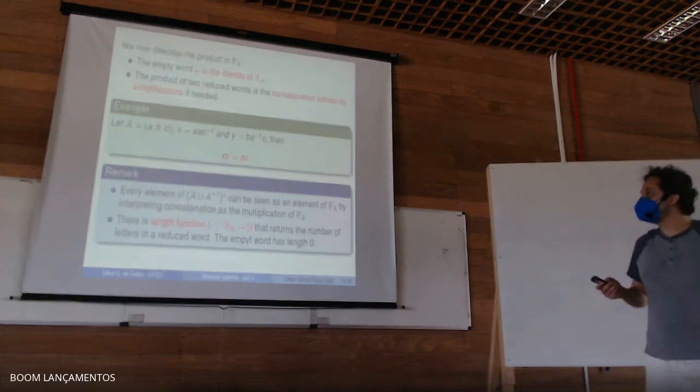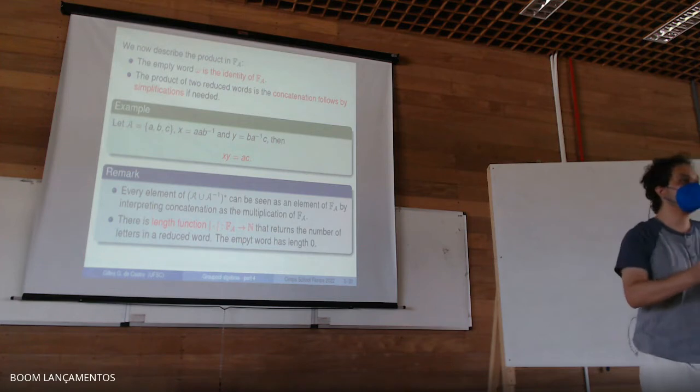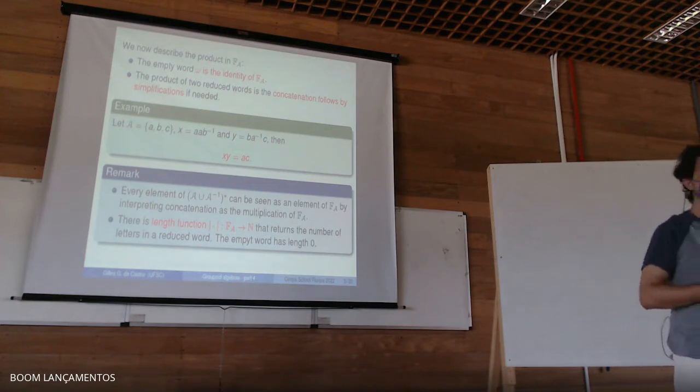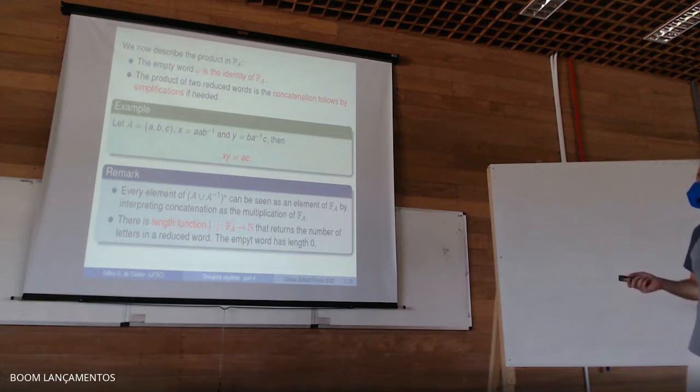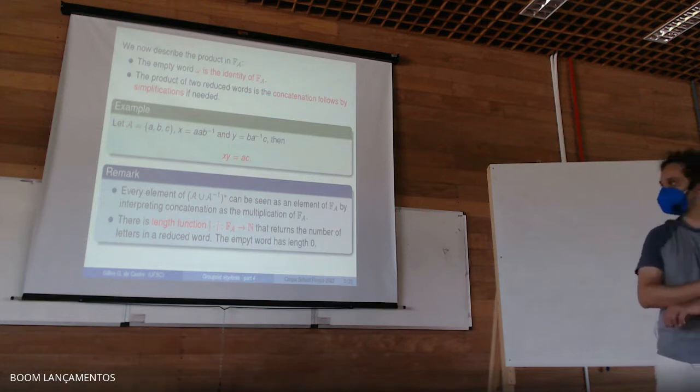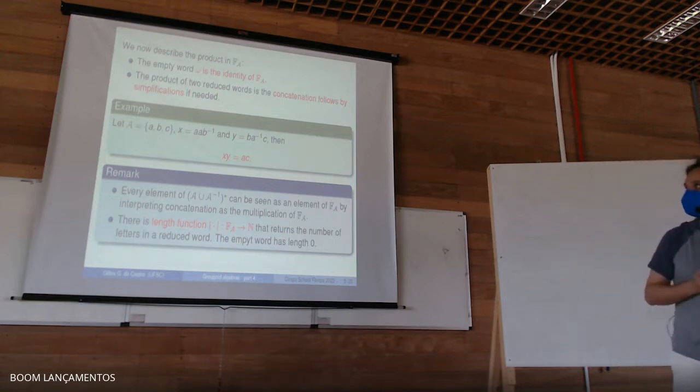Another thing that's going to be important for us is that the free group has a length function, which is just, since you have a reduced word, the number of letters of this reduced word. And in particular, if you have the empty word, the empty word has length 0. Okay, so this is going to play a role in what we're going to do.